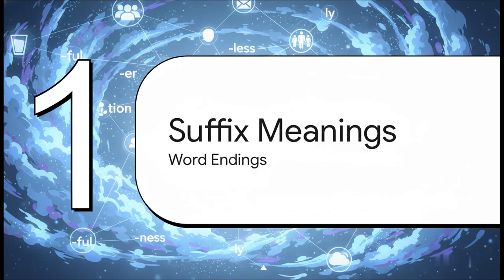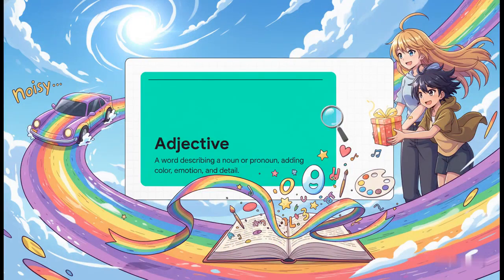Suffixes that change meaning. Okay, so before we start taking words apart, let's lay down a quick foundation. What exactly is an adjective? Well, it's simply a word that describes or modifies a noun or a pronoun. Without them, honestly, our language would just fall totally flat. Adjectives are what give us color, emotion, and detail. They're what tell us if a car is noisy, if the sky is cloudless, or if a friend is generous.